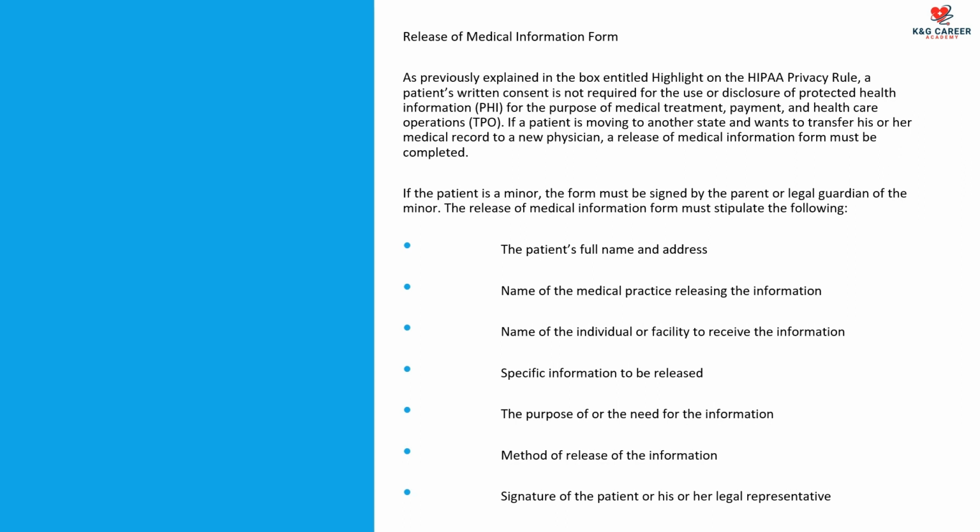If the patient is a minor, the form must be signed by the parent or legal guardian of the minor. The release of medical information form must stipulate the following: The patient's full name and address. Name of the medical practice releasing the information. Name of the individual or facility to receive the information. Specific information to be released. The purpose of or the need for the information. Method of release of the information. Signature of the patient or his or her legal representative.